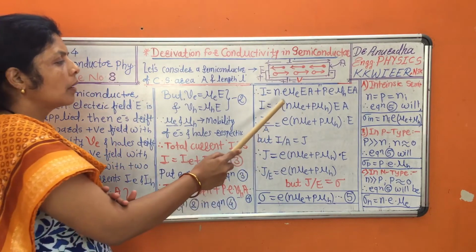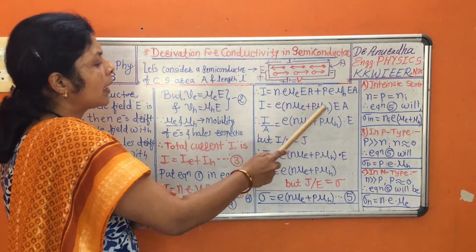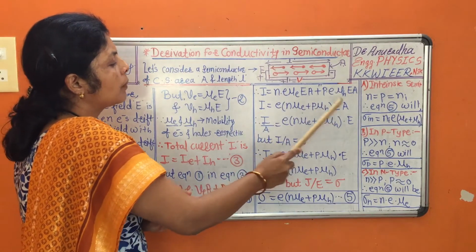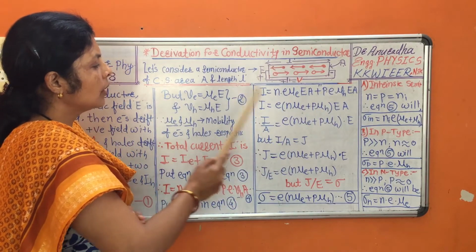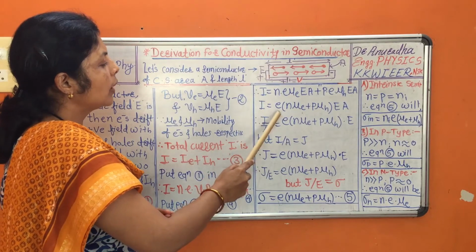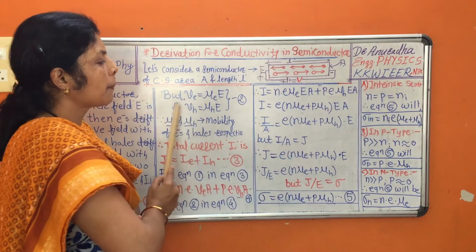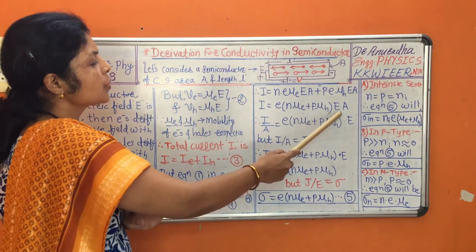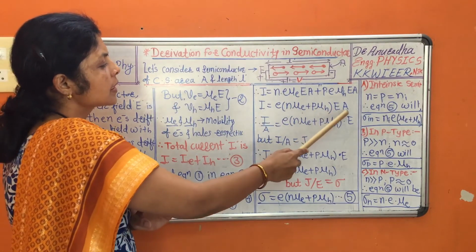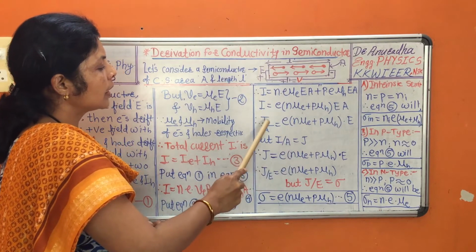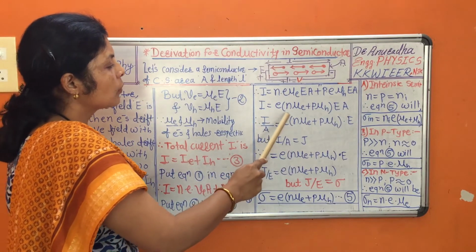The remaining factors I put in a bracket, and outside the bracket are the common factors. So we get I equal to e into (n mu E plus p mu H) into EA. Again, you can rewrite this equation: take A to the opposite side and you get I upon A equal to the remaining terms.